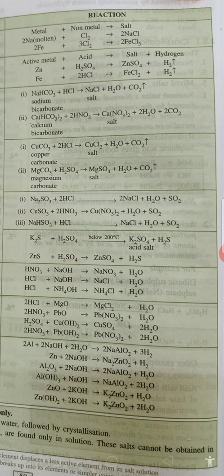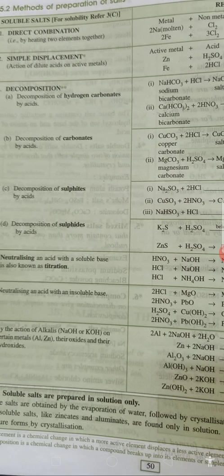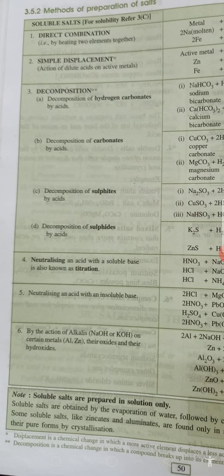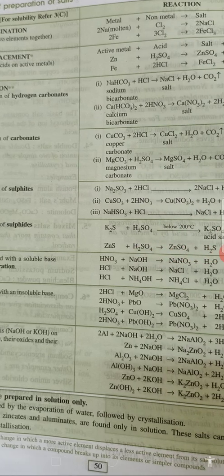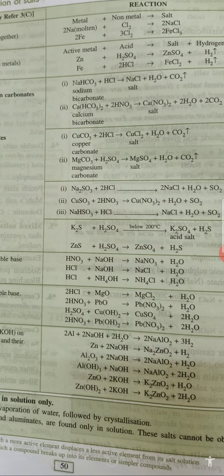HCl reacts with ammonium hydroxide to give you a salt, ammonium chloride, and water. And in this way, children, a neutralization reaction is occurring. Then neutralization of an acid with an insoluble base. This is also neutralization, but the base is insoluble. For example, hydrochloric acid reacts with magnesium oxide to give you magnesium chloride, a salt, and water.